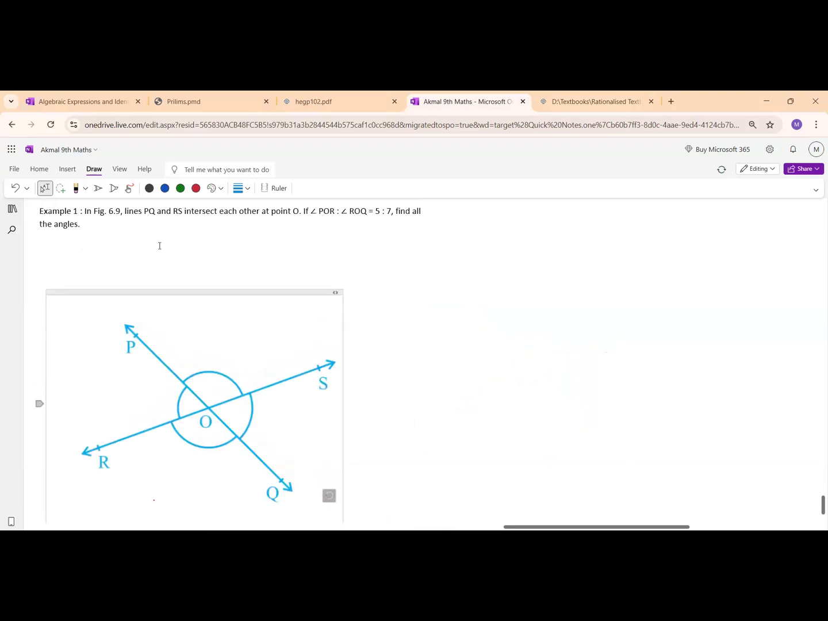Akmal, in this figure, lines PQ and RS intersect each other at point O. If angle POR and angle ROQ, their ratio is 5:7. Find all the angles. Can you try this question, Akmal? Yes, sir. Okay, try it.